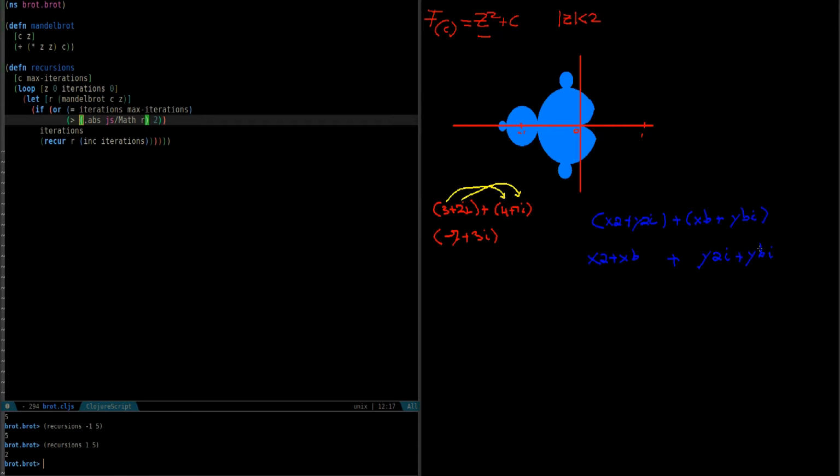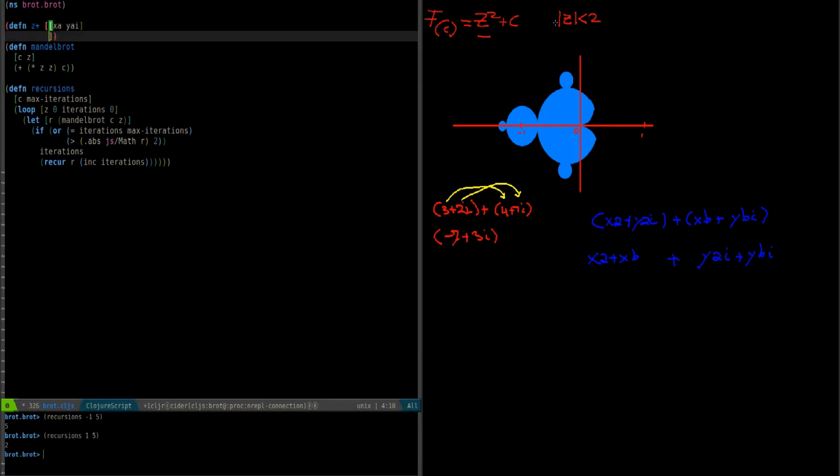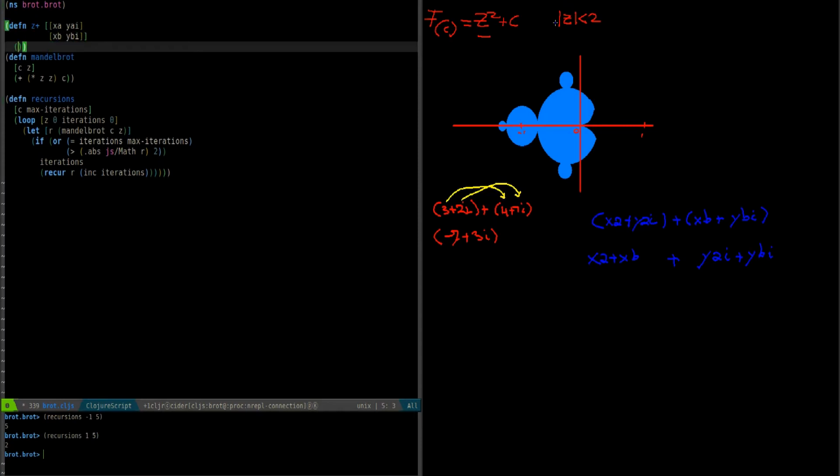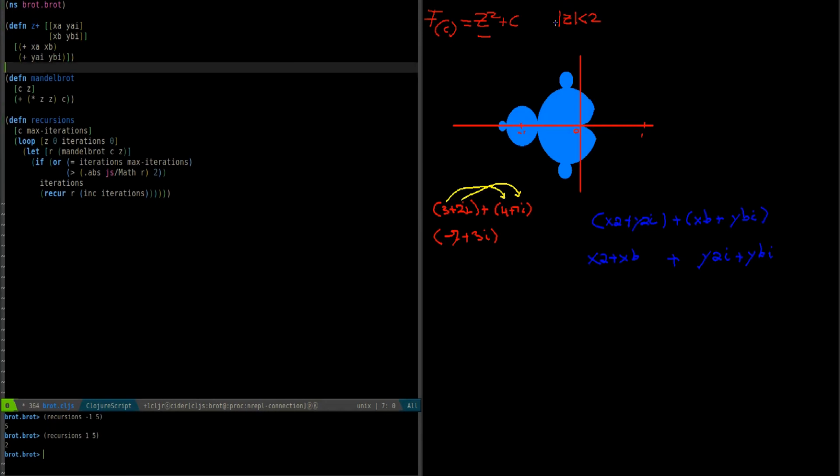So let's do that in Clojure. Define complex summation, and let's define a complex number to be a tuple of its real part and its imaginary part: xa, ya i, and xb, yb i becomes an imaginary number where the real parts are added together and the imaginary parts are also added together. That is all for the complex summation.